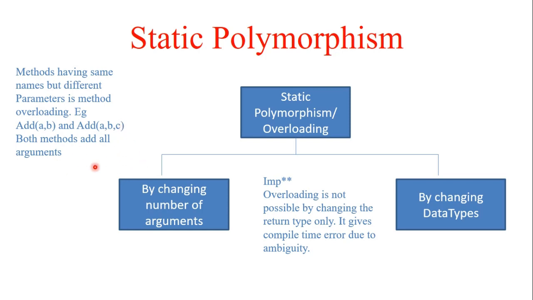But understand this first theoretically: you cannot overload a method just by changing the return type of the method. That is, if one method returns void, one method returns String, and everything else is the same, then you cannot do that. It will give you a compile time error due to ambiguity. So remember this very, very carefully. I'll show you how in the next video in Java.